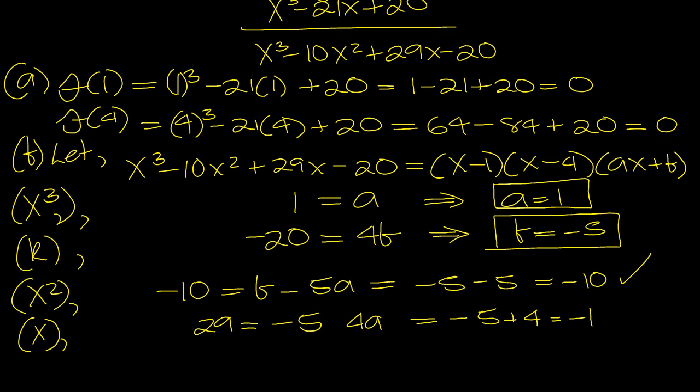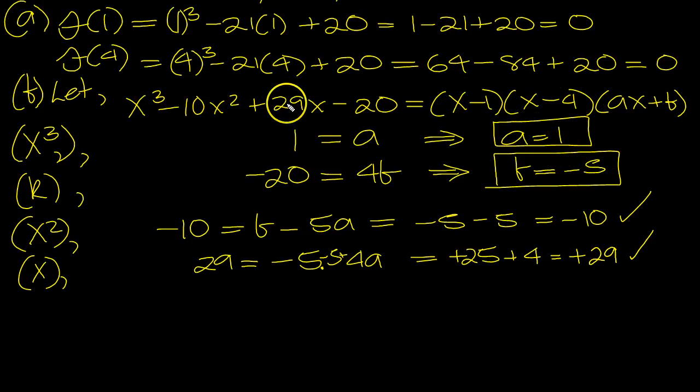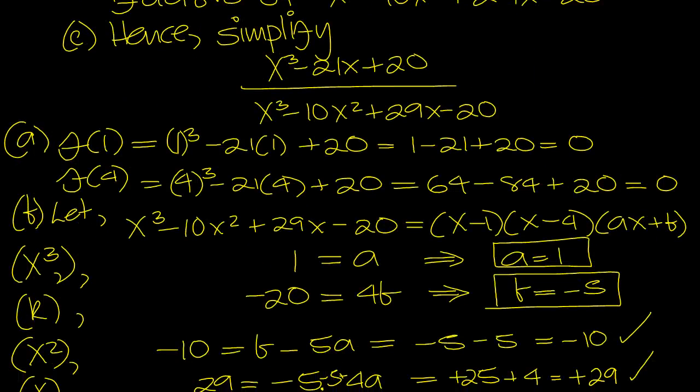So it's times another minus 5 plus 4, which is minus 25, plus 25. Minus times minus plus 4 is plus 29. There we go. That's fine as well. So a bit long-winded, that one. We could have used the factor theorem in part B to show these two were factors, but by doing this, we've actually got what that cubic equals. Okay, so now part C then, hence simplify.